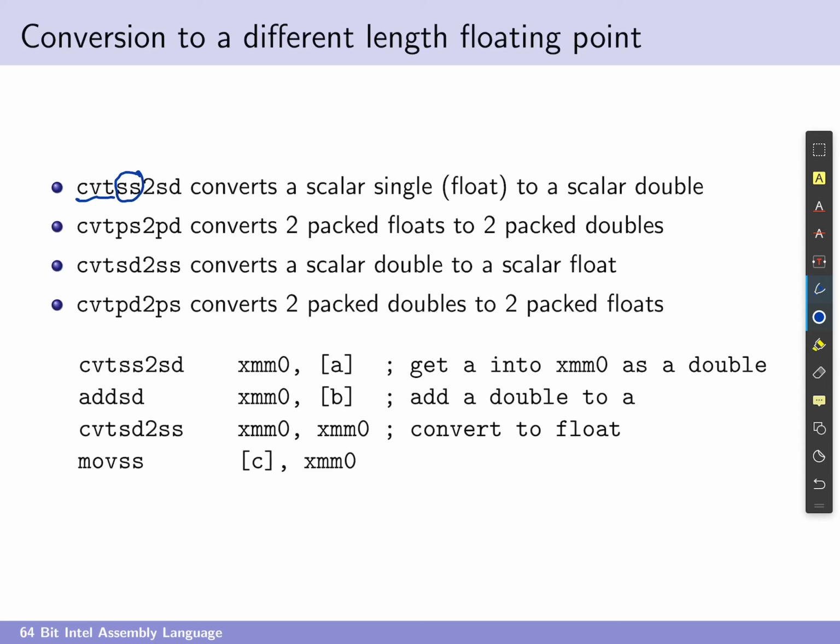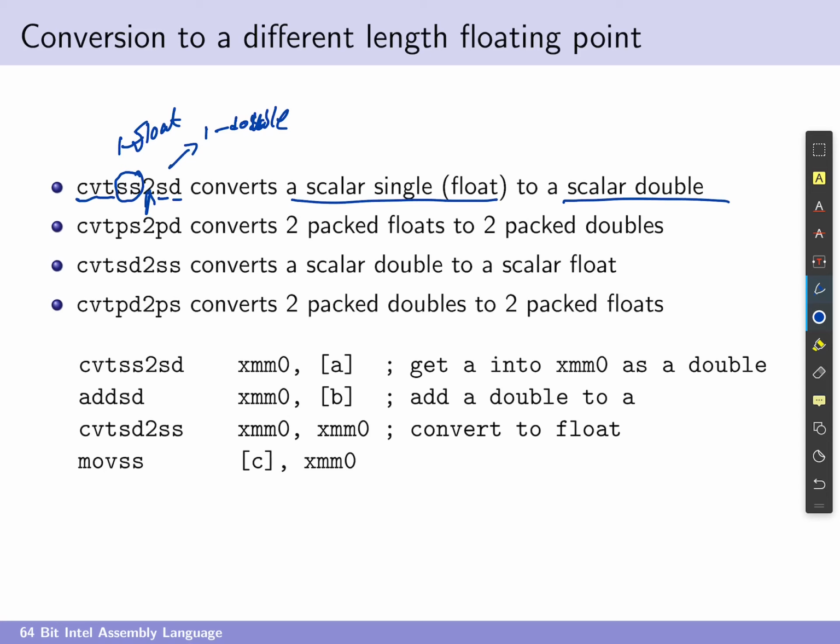What's on the left here indicates what you're converting from. So I'm going to convert from a scalar single, so I'm only dealing with one float, to one double, because it's a scalar double. So this will convert a scalar single to a scalar double.